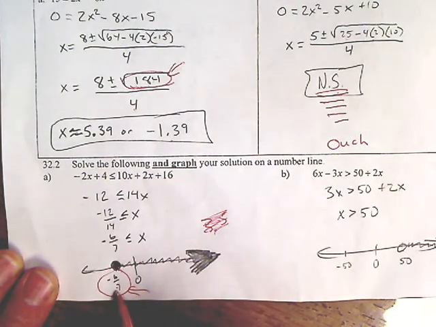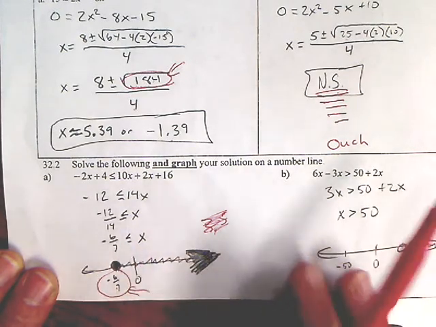I just left it as a fraction. Reduced, of course. And the x is the bigger number, and all these are the bigger ones. So it's shaded this side. It's filled in dot because it's equal to it.